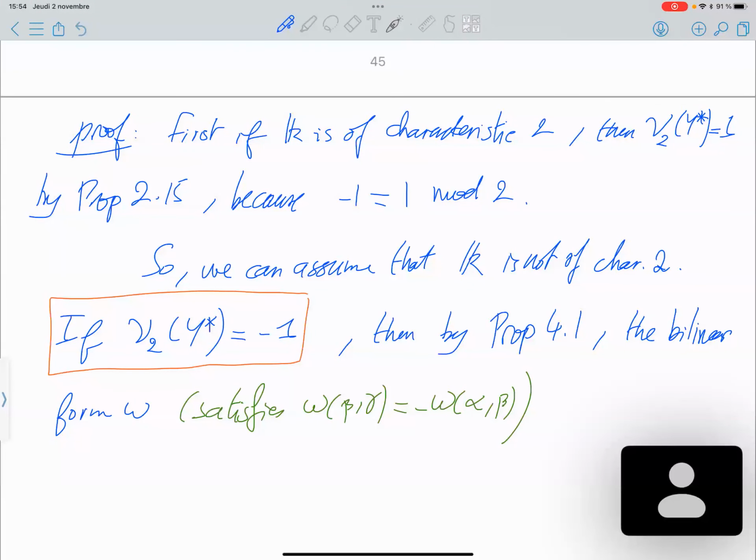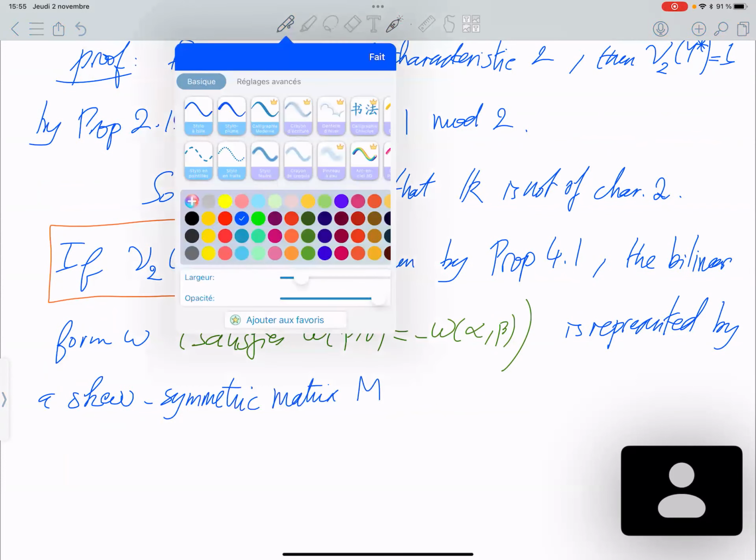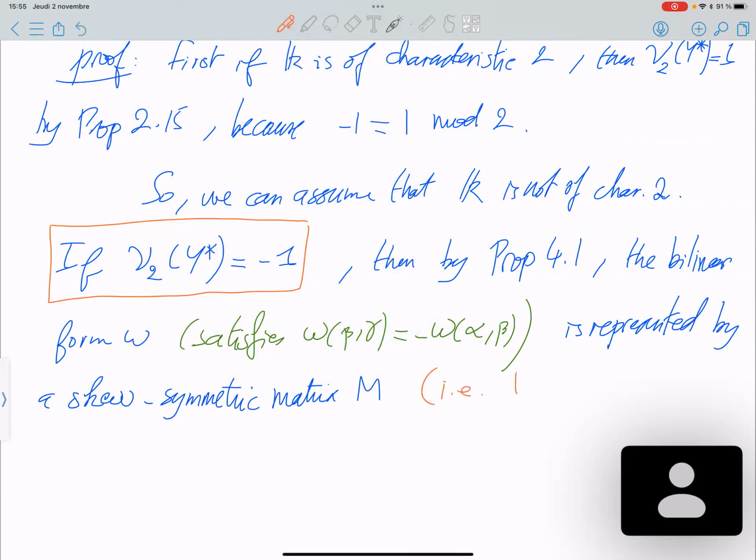Every bilinear form can be represented as a matrix. And the fact that when you swap the entries, you get minus 1, means that the matrix is skew-symmetric, and skew-symmetric just means the transpose is minus the matrix. So the bilinear form is represented by a skew-symmetric matrix M: the transpose of M is minus M.